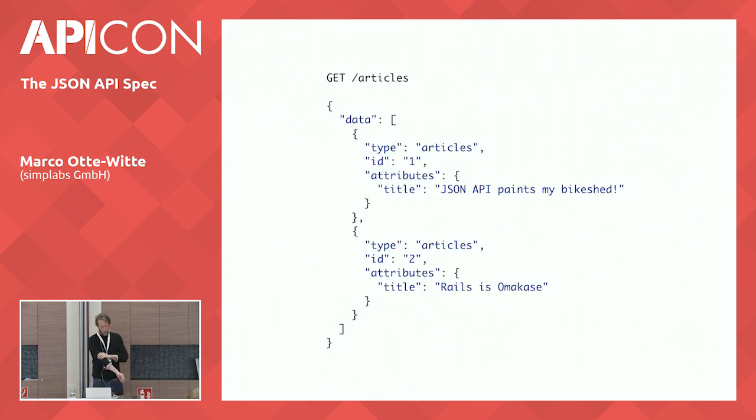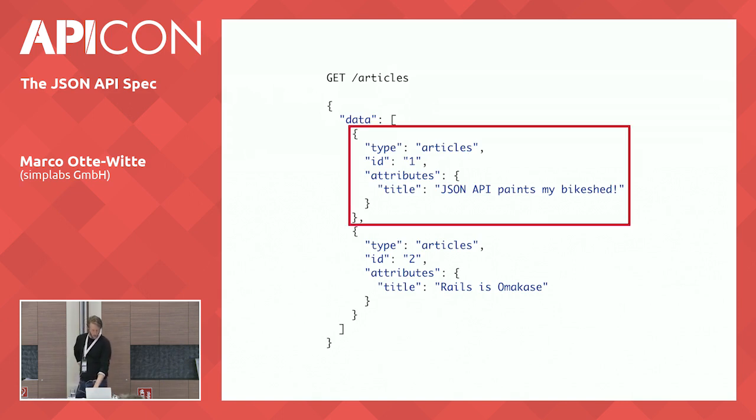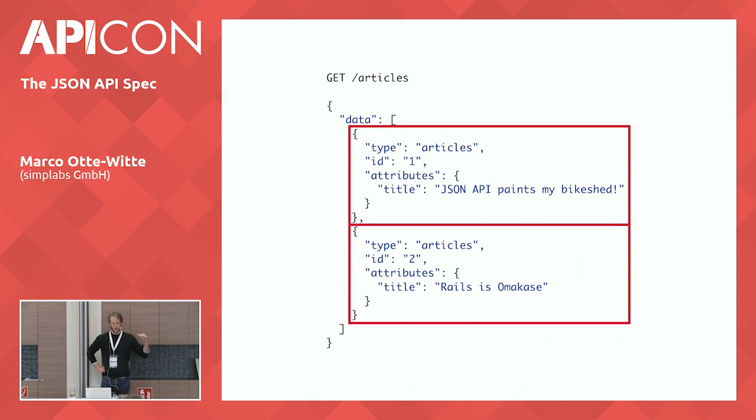If we look at a collection response, then you see that it's pretty similar. So here we request all articles, leaving out the ID, of course, and then you see that the primary response is an array here, and that contains a number of resource objects, and each resource object has the same structure, of course, as on the previous slide for a single resource response.